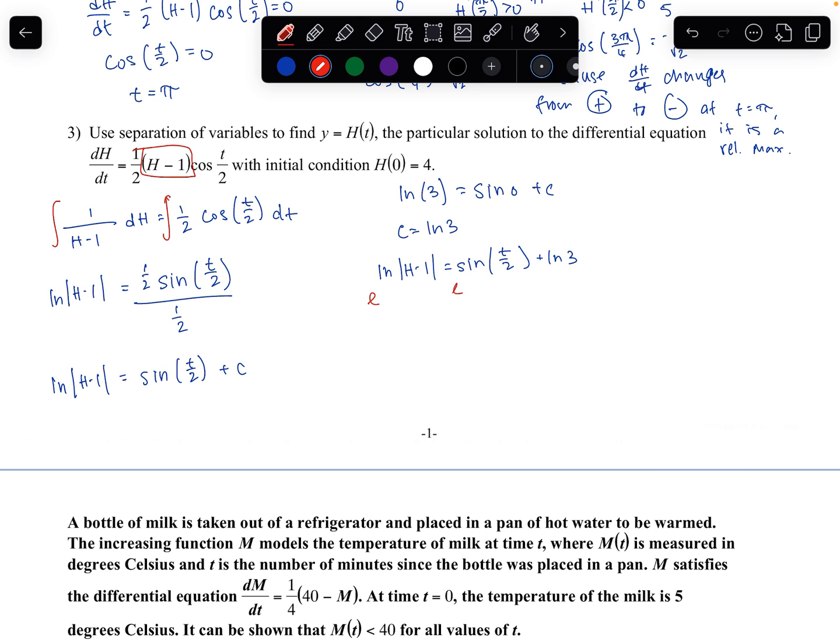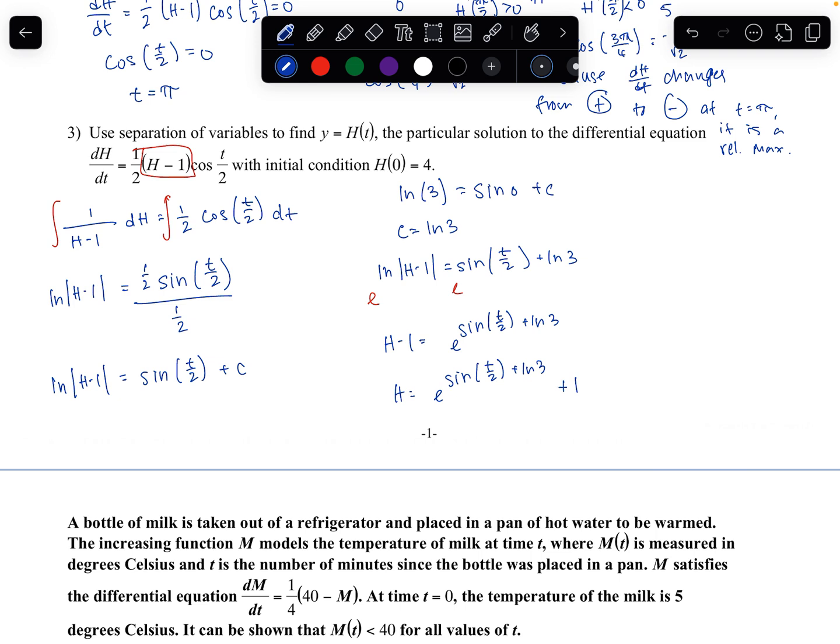So we'll exponentiate both sides. So we'll get h minus 1 equals e to the sine of t over 2 plus the natural log of 3. You can add 1 over here. So you can get h is equal to e to the sine of t over 2 plus the natural log of 3, plus 1. Okay. There is one thing you can do.